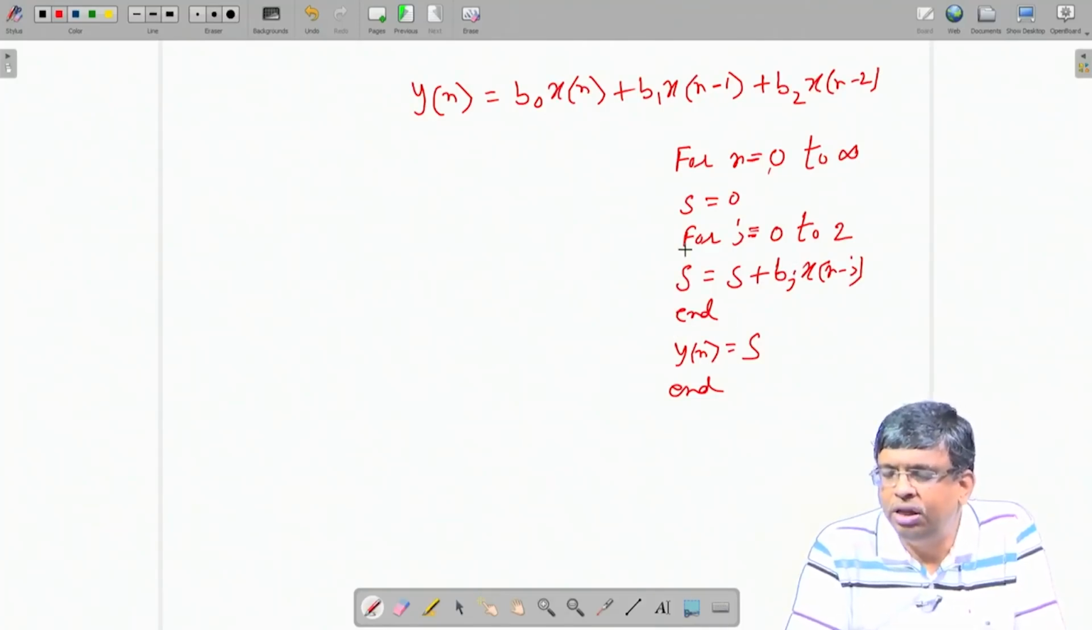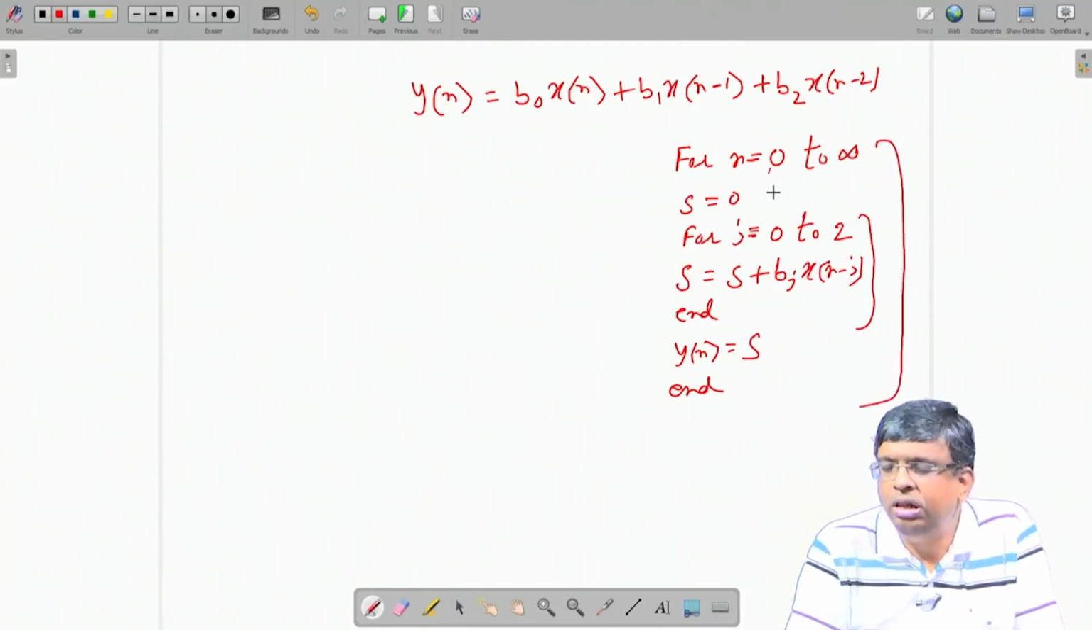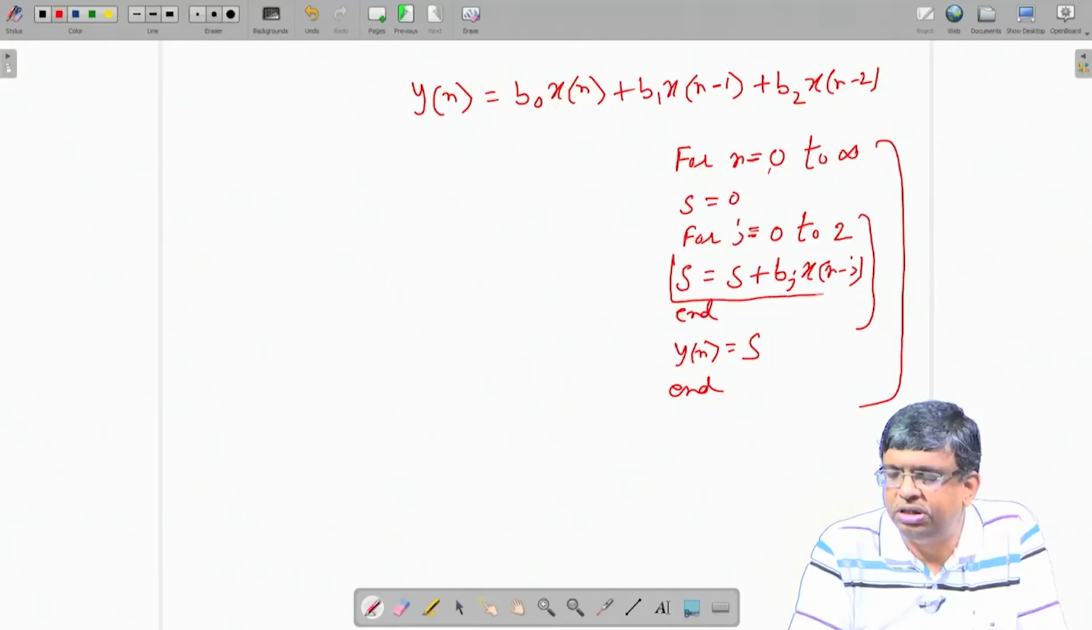Now, how many loops are there? There are 2 loops, one is the inner loop, another is the outer loop. There is one loop index n, another loop index j, and this is the basic processing.